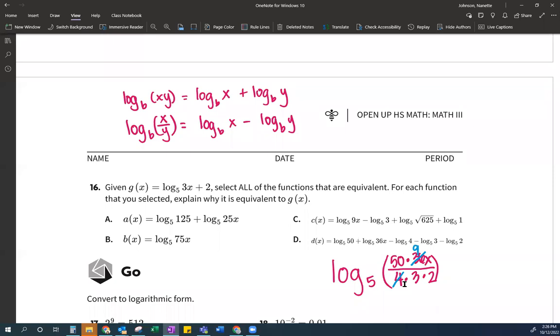Got it? Yeah, you can definitely multiply 50 by 36. I don't know what that number is, nor do I want to know right now. My strategy is always making numbers smaller before I have to make them bigger. And because division and multiplication, as long as you do it from left to right, you're fine.